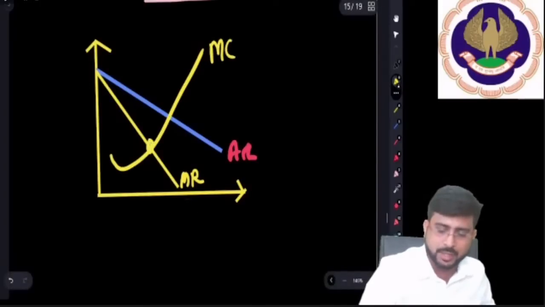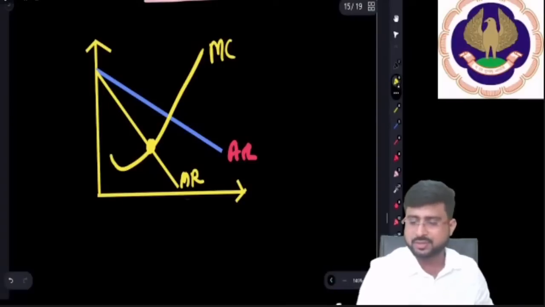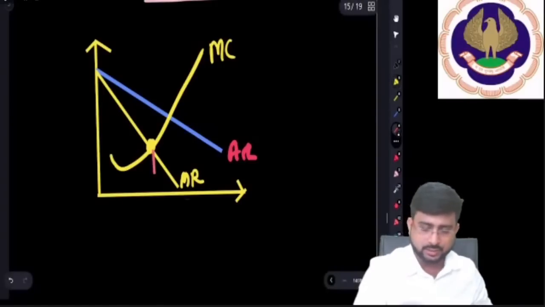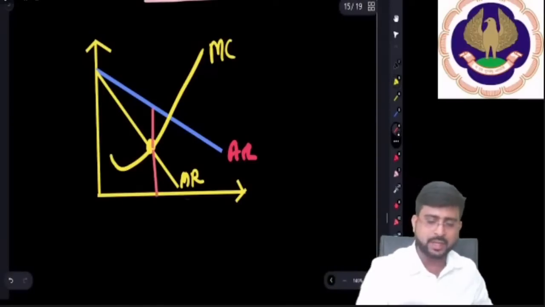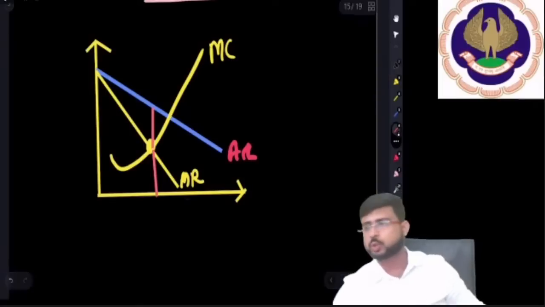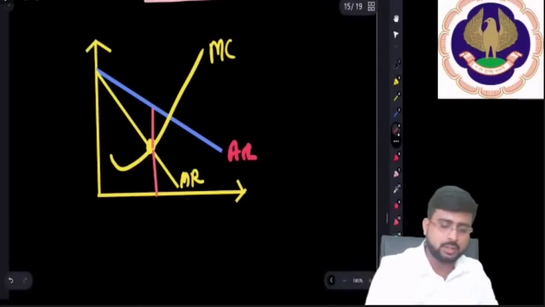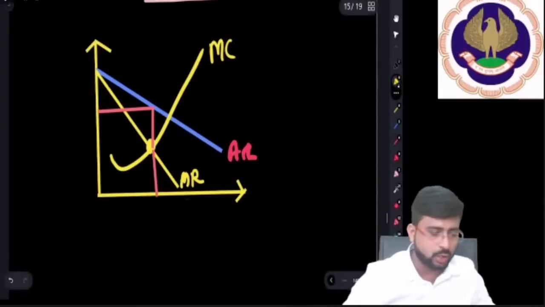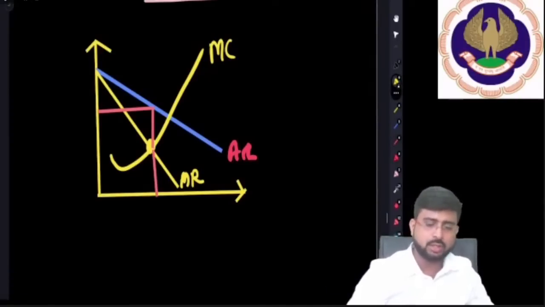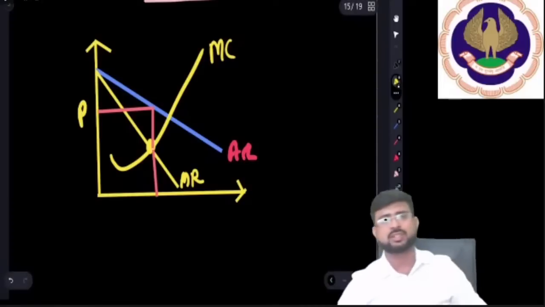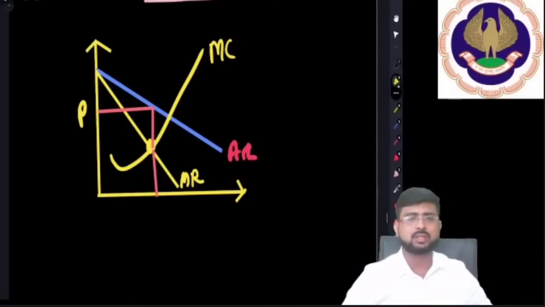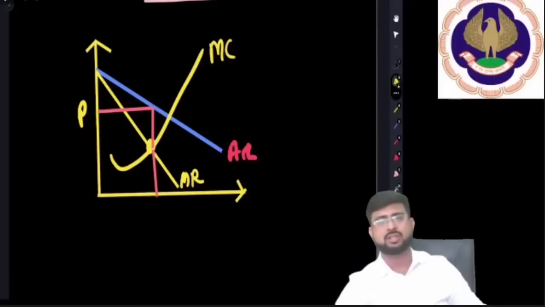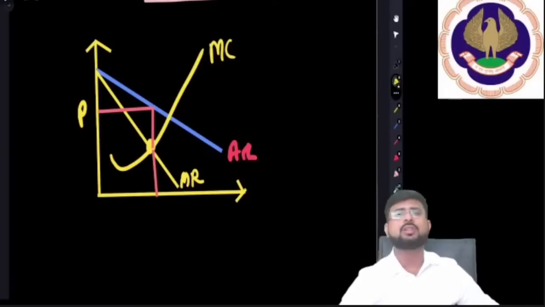So MC and MR intersect here. That represents the quantity level, and that's the price charged, as MC is equal to MR at this point, right? You join these two, correct? So you have gotten the price charged. Now pay attention, everybody.